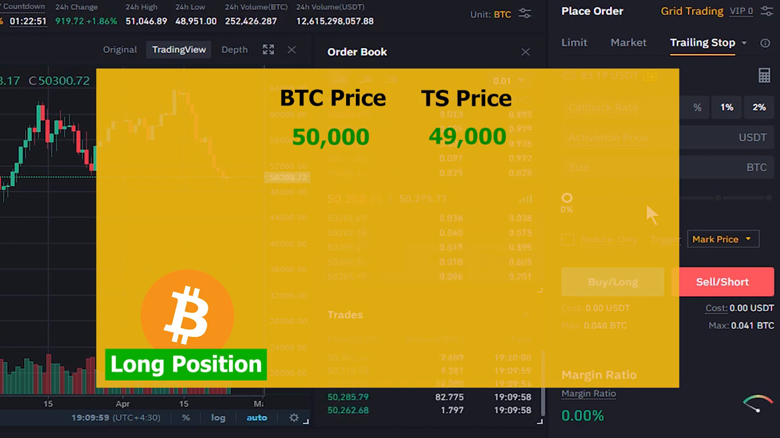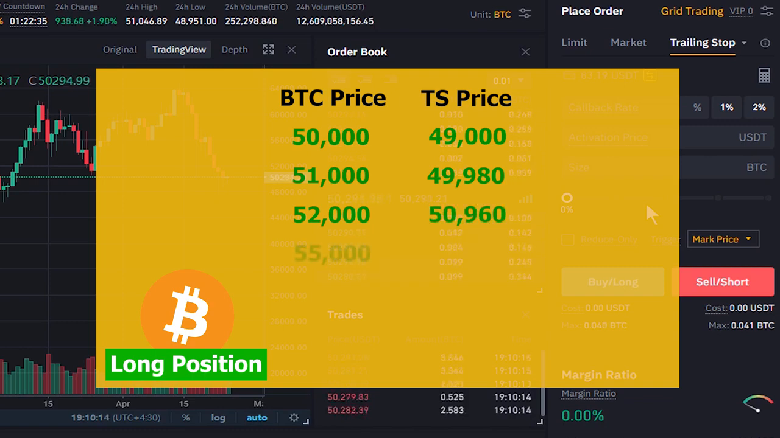So if the price reaches 51,000, the trailing stop moves to 49,980. If the price reaches 52,000, the trailing stop moves to 50,960. If the price reaches 55,000, for example, the trailing stop moves to 53,900.